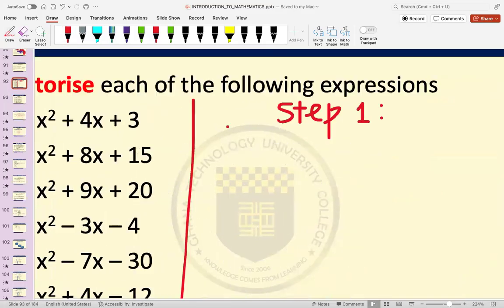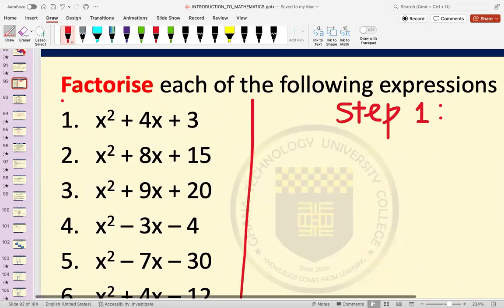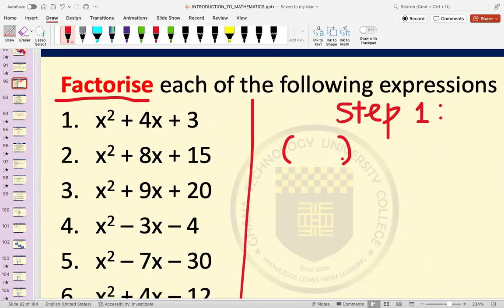If you have a question like this, and they say factorize, factorize means that this expression looks too straight. Try and work it out in such a way that you get two brackets. You get a first bracket, you get a second bracket. So any arrangement like this is called factorization. It means that it's like you are boxing the numbers, or you are putting the numbers in a box.